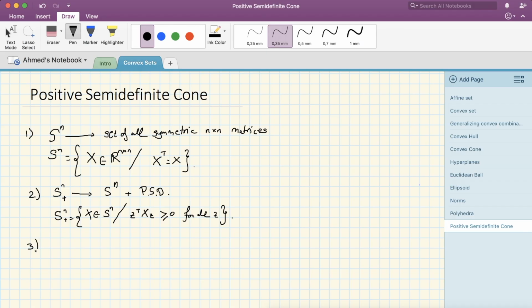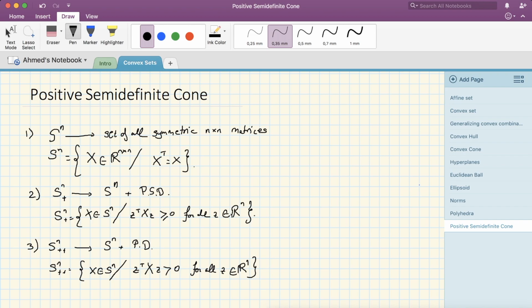And one more thing: we have Sn with subscript double plus, which means a matrix that belongs to Sn and is positive definite. Mathematically, it's a symmetric matrix of size n by n such that Z transpose XZ is strictly positive for all nonzero Z in Rn. Okay, good. Now we've defined three basic notations: Sn, Sn plus, and Sn double plus.